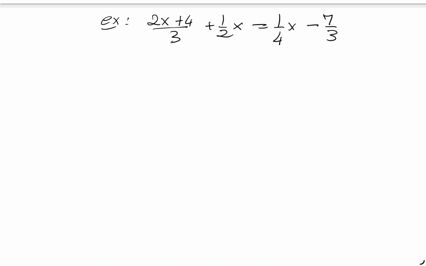Let's try that example. Let me just show you here. Let's check that example. You have (2x + 4)/3 + (1/2)x = (1/4)x - 7/3. Okay, you have this one. So the question is to solve it.